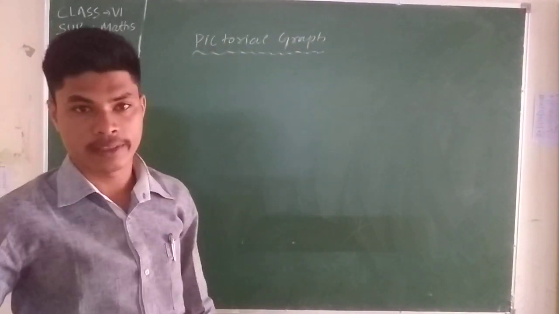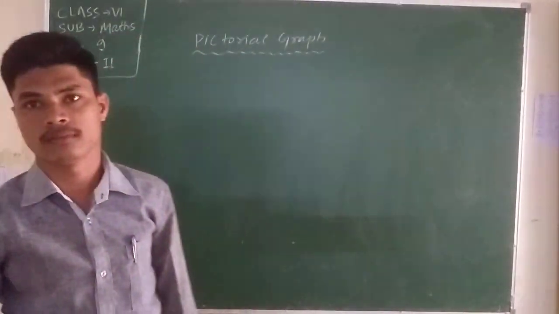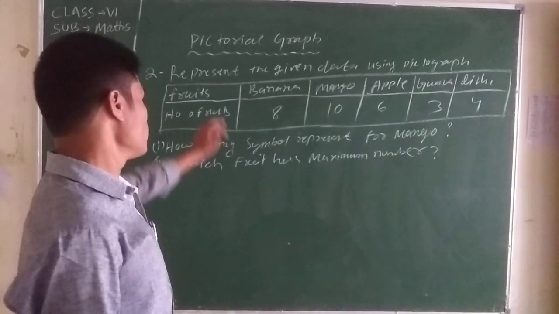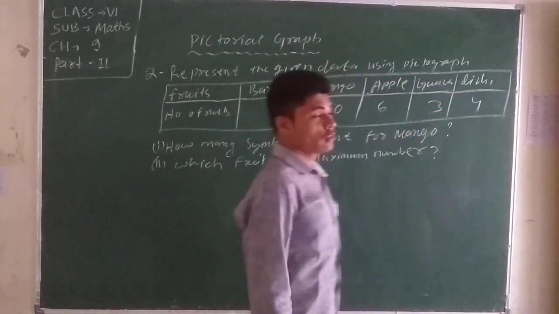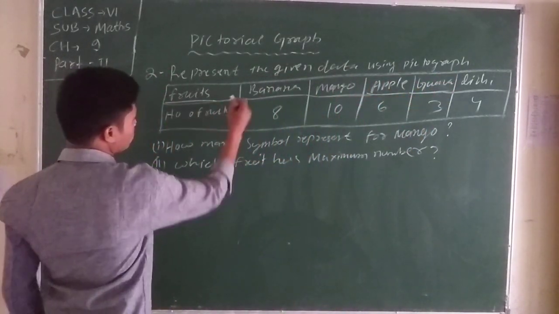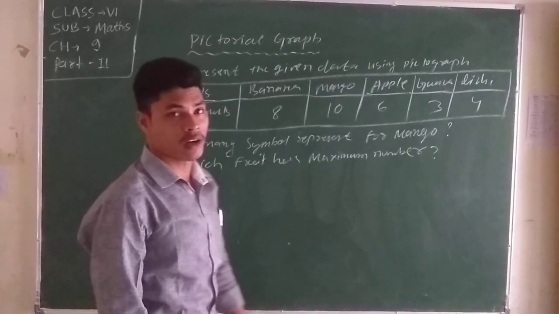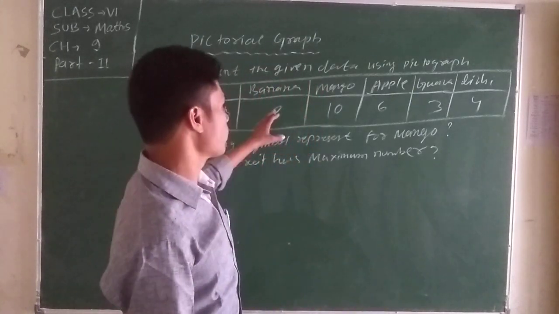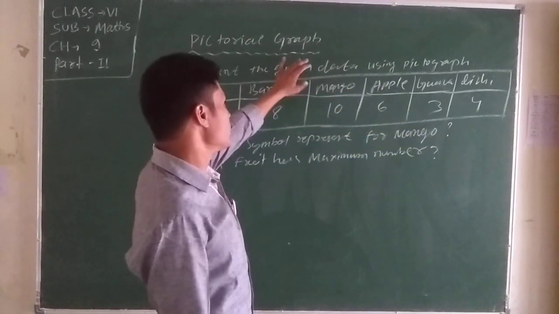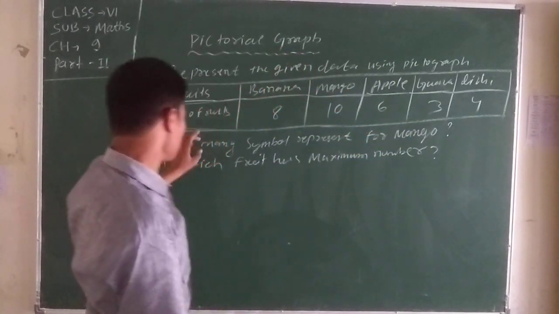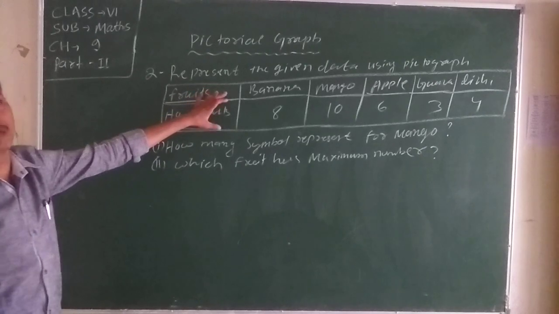Now see the boards. We will take another example. Now see a question. Represent the given data using pictograph. Data is given as fruits and number of fruits. In a bucket, the number of fruits are there and their numerical data is given. We represent it in a pictograph, and also solve the questions according to the pictograph.